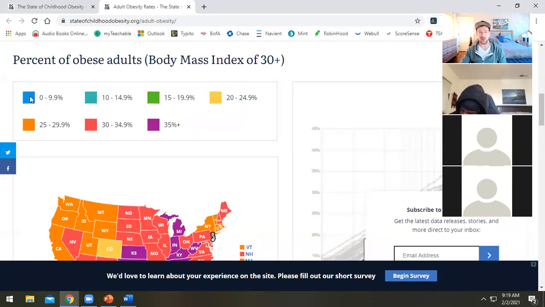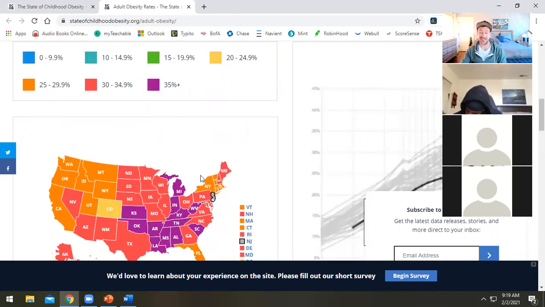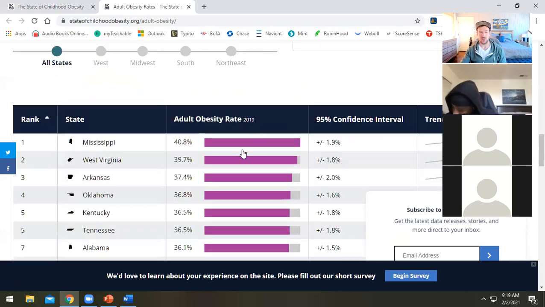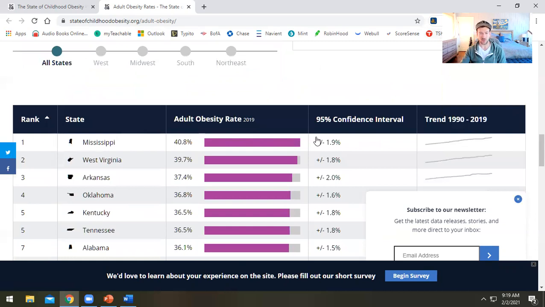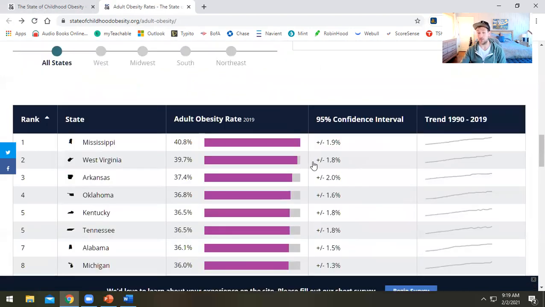But if you're taking a look here, blue is going to be less than 10% of the population. Teal is 10 to 15%, but we don't really see any of those. We see greater than 35% of the population, a lot of purple, right? We see greater than 30%. That's pretty common. A lot of red. And then we see some orange in here, 25 up to 30. With Colorado, freaking Colorado is always at the top of the list in terms of healthiest, only somewhere between 20 and 24.9. With Mississippi sort of being the worst here, 40% of the adult population in Mississippi is currently obese.